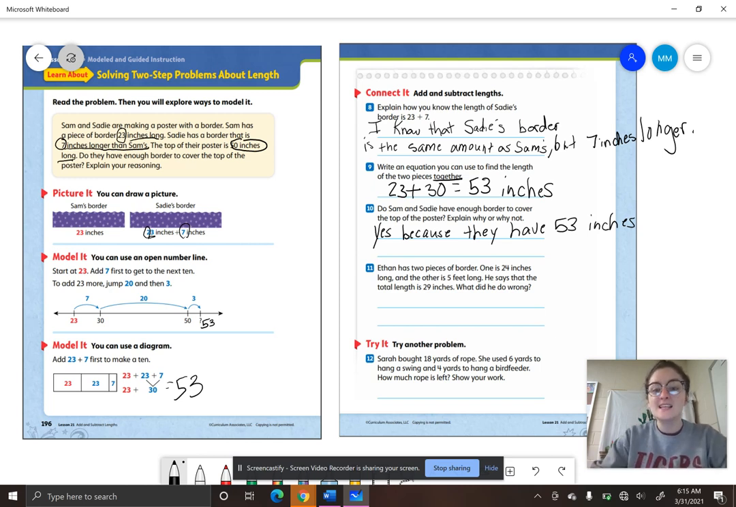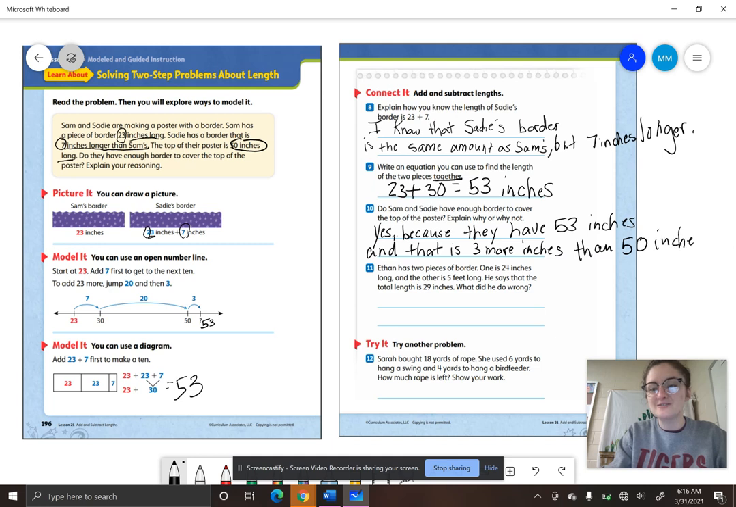It's 3. Yes, because they have 53 inches, and that is 3 more inches than they need, right? So they have extra. They have 3 more inches than 50 inches. All right, so they are going to have enough border.